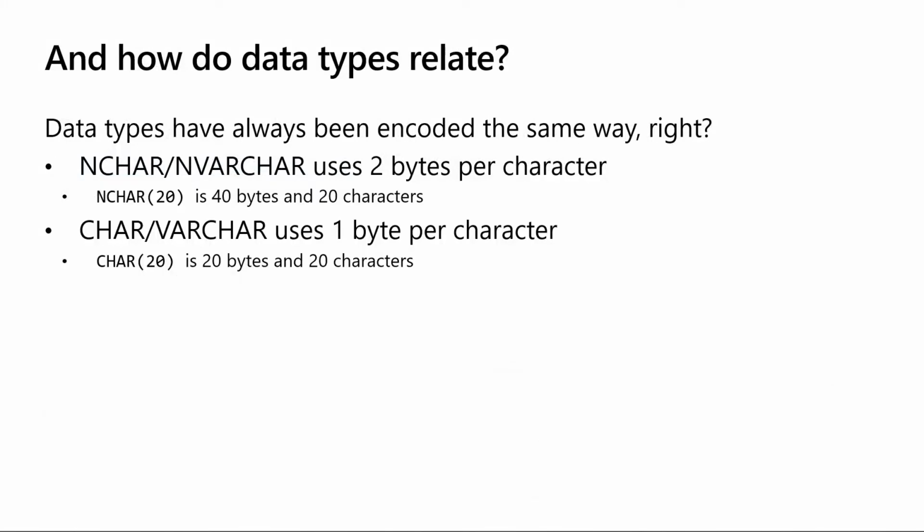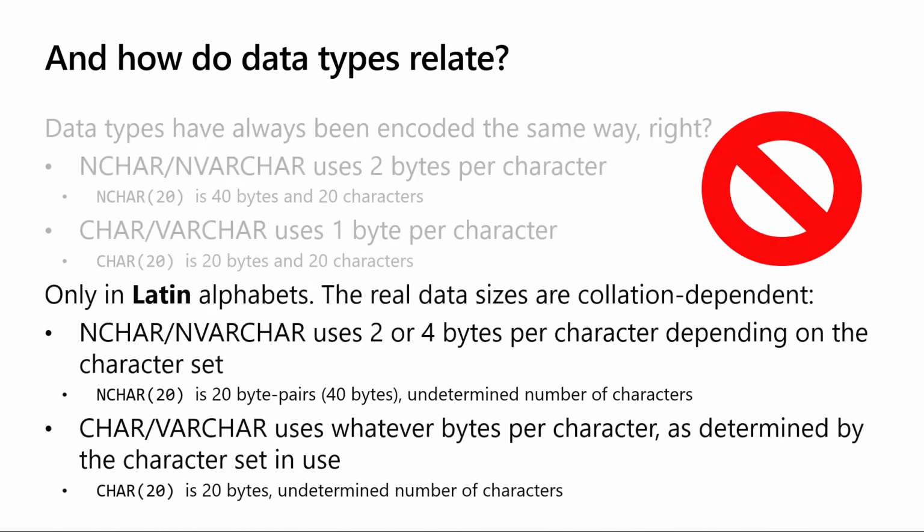How do data types relate? As I mentioned, we choose the combination of the right data type with the right collation. Now, think about how that works. Data types have always been encoded in the same way, in the sense that, okay, if I'm using nchar and nvarchar, I'm using 2 bytes per character, which means that an nchar 20 is 20 characters. And the char or varchar uses 1 byte per character, so char 20 is 20 bytes, it's also 20 characters. That's actually not true. There is a myth that anyone that works mostly with Latin alphabets, with Latin characters, kind of fell into that trap.